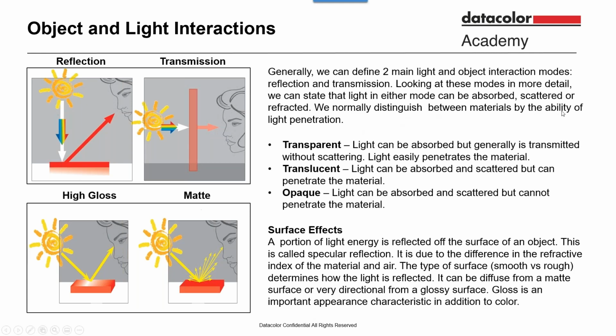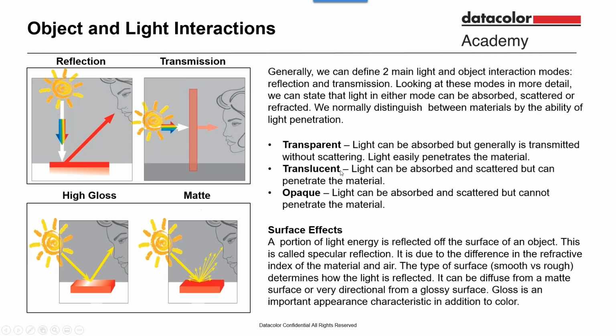So we normally distinguish materials by the ability of light penetration. So we say these are the three modes. We say something is transparent, where light can be absorbed, but generally is transmitted without scattering. Light easily penetrates the material.